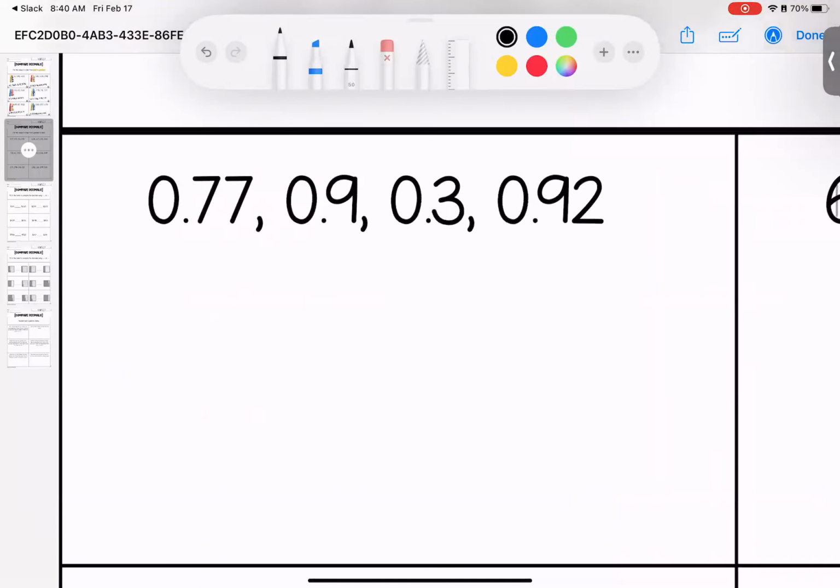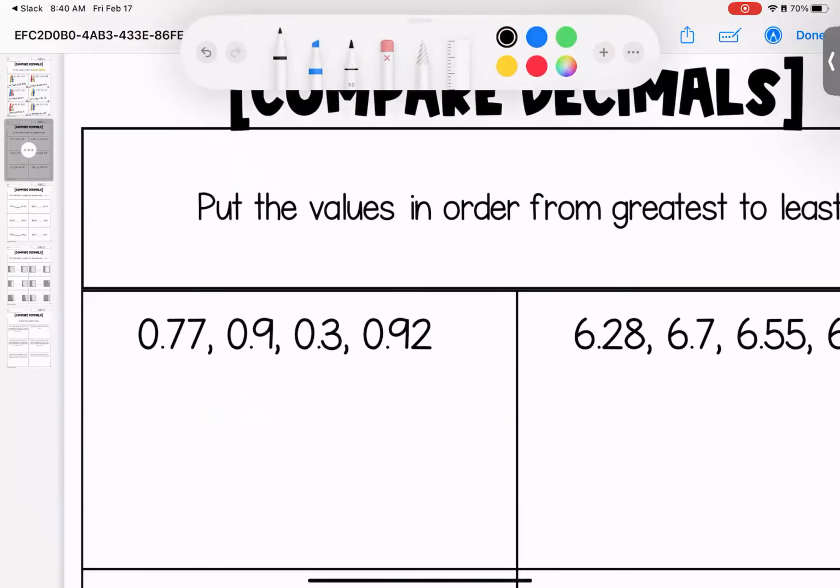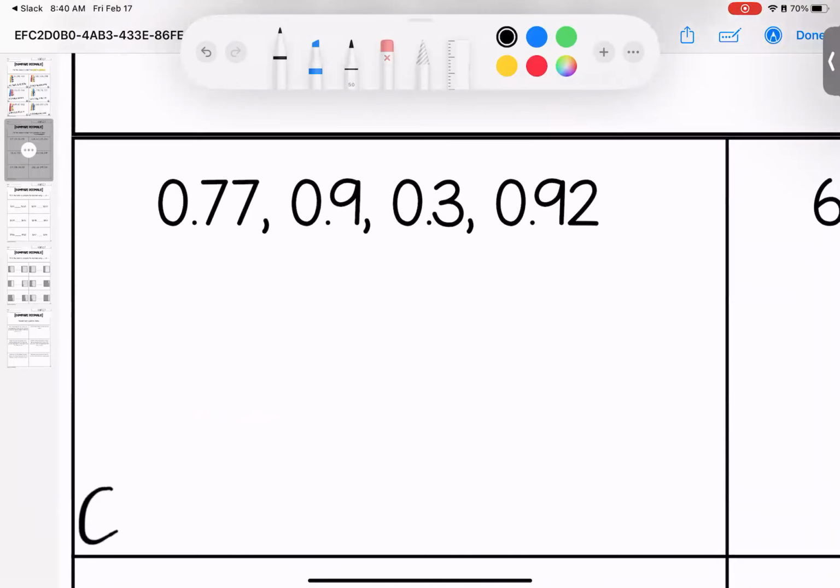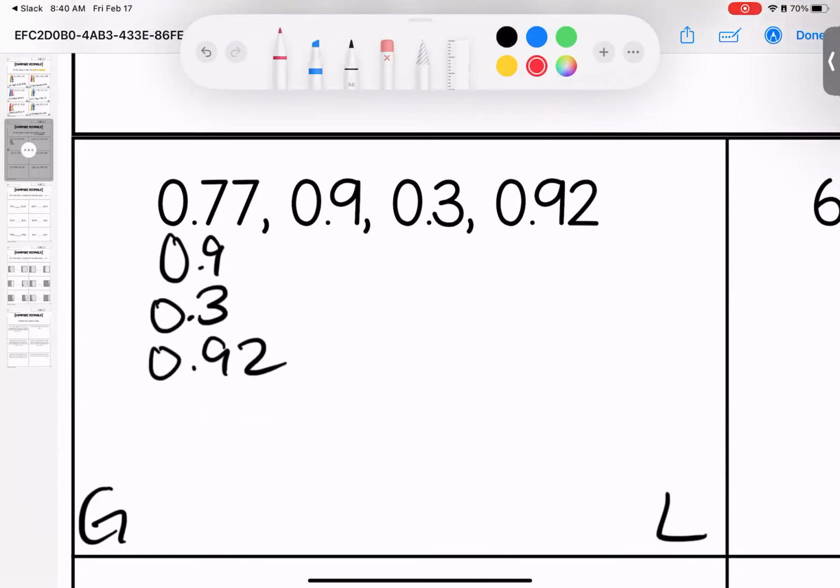All right, my loves, looking at page 2, you'll see this time we are putting them in order from greatest to least. So I'm going to put my G and my L. I'm going to write out my numbers top to bottom. Again, this is my personal preference. It is not the only way. We know that's the cool thing about math, is we have options.